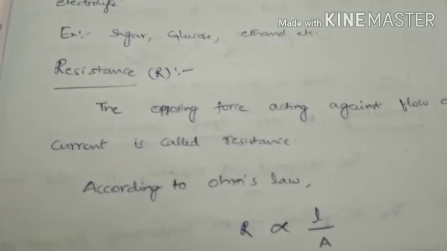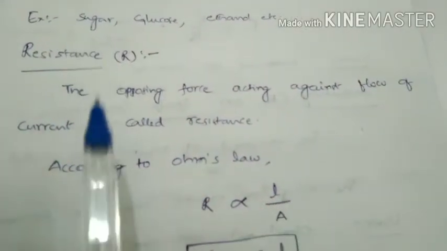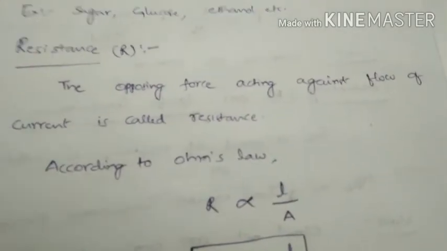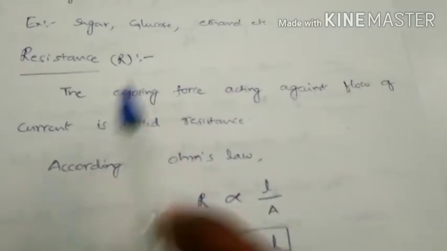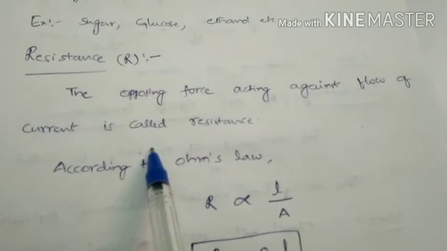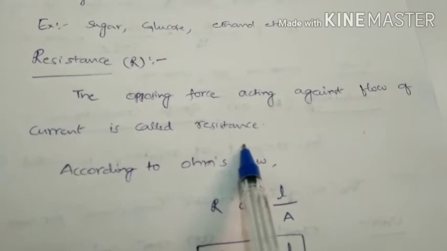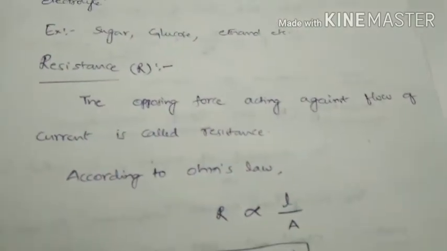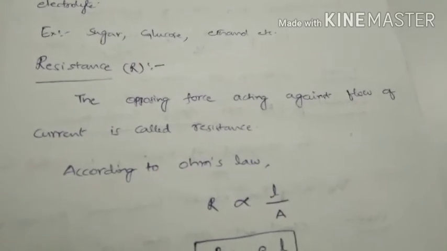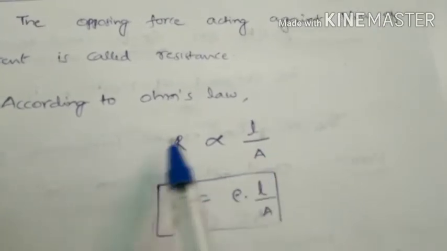Next one, resistance. I think it comes in physics. Here the definition is, the opposing force acting against the flow of current is called resistance. Simply, opposing force is called resistance. According to Ohm's law, R is proportional to L by A, where R is resistance.